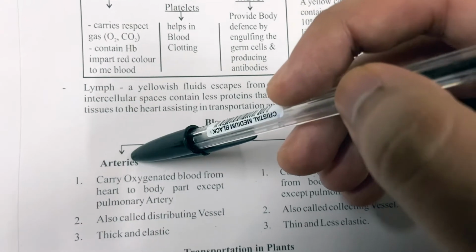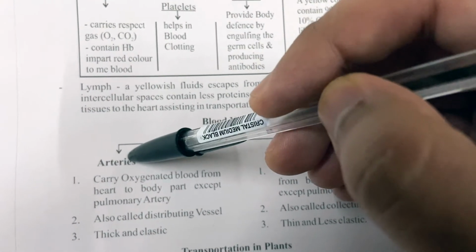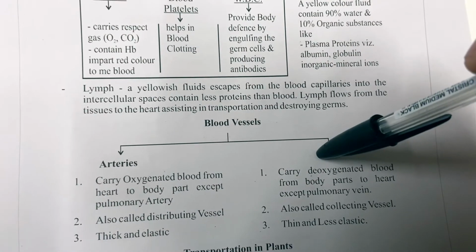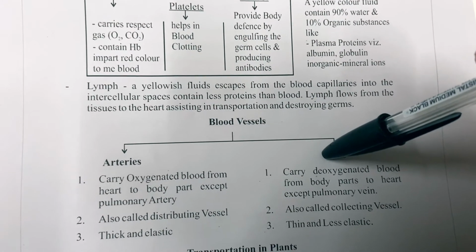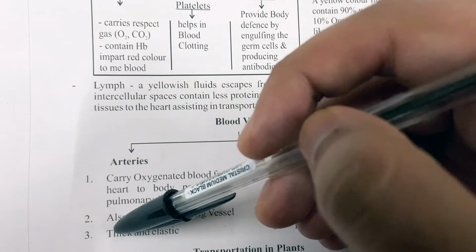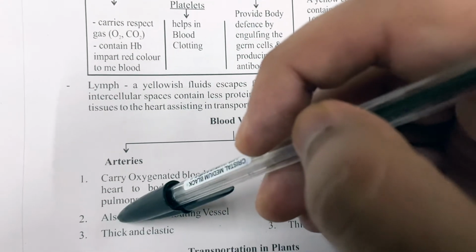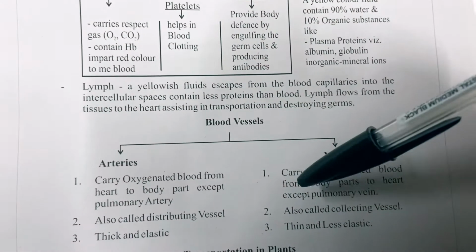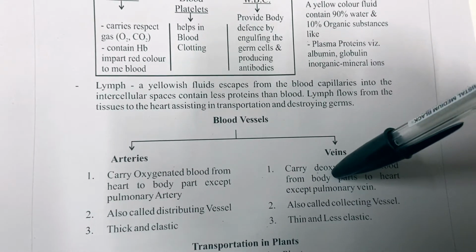Blood flows in arteries with high pressure, whereas blood flows in veins with very low pressure. Arteries are thick and elastic, thick because the blood flow is very high, whereas veins are thin and less elastic.